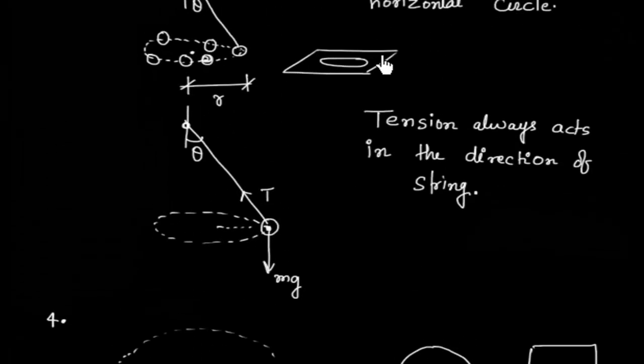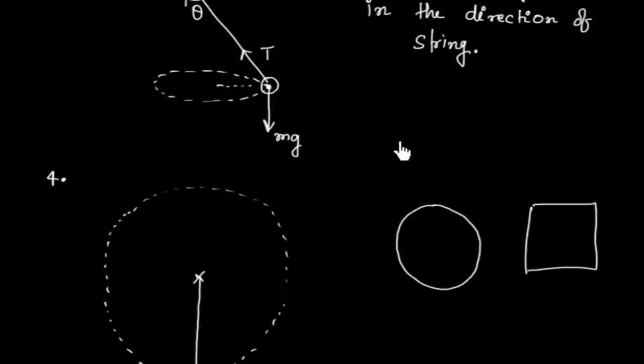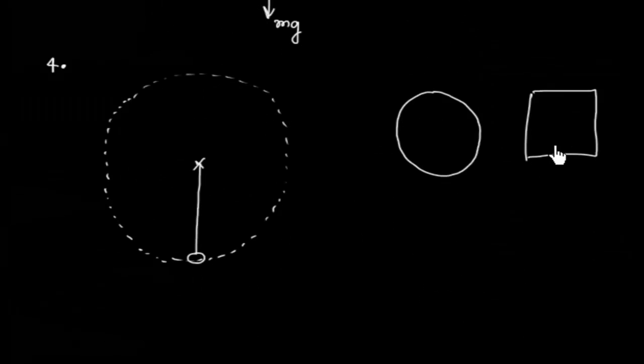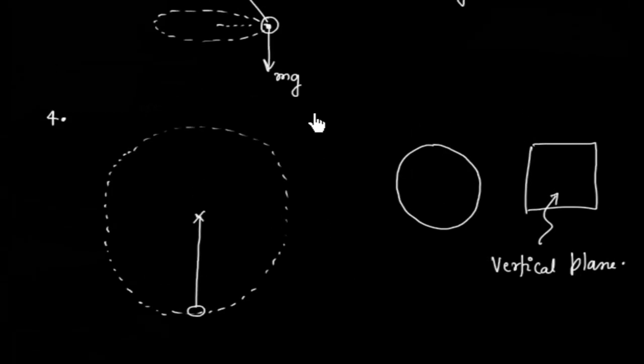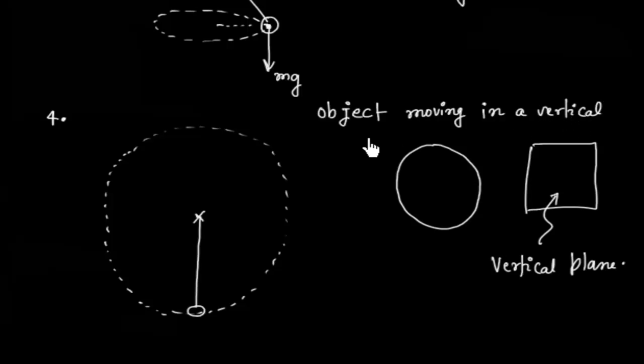So this plane is a vertical plane. Earlier, the plane was basically a horizontal plane. So this is a horizontal plane. Now this time this plane is basically a vertical plane. So the corresponding motion is called a stone or object moving in a vertical circle.